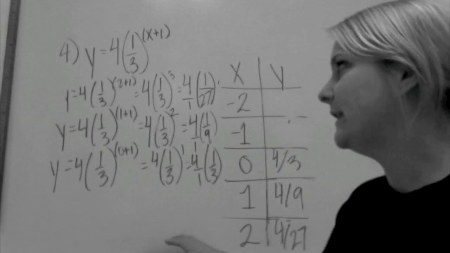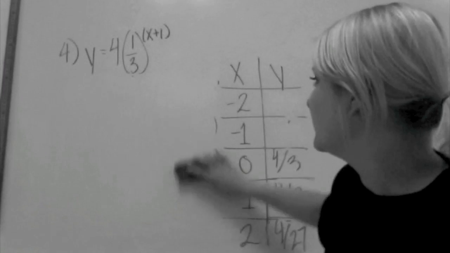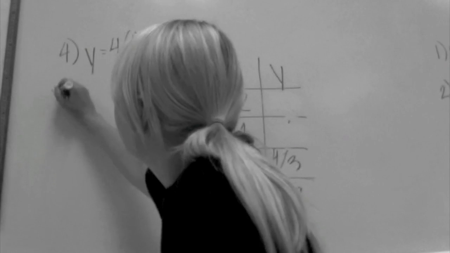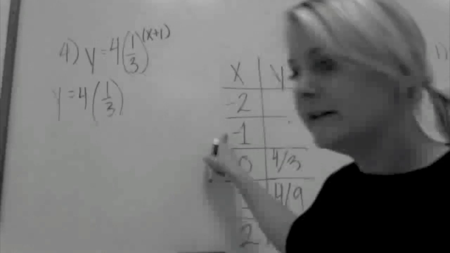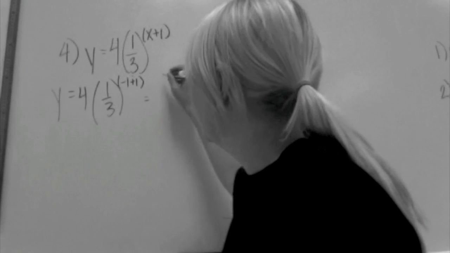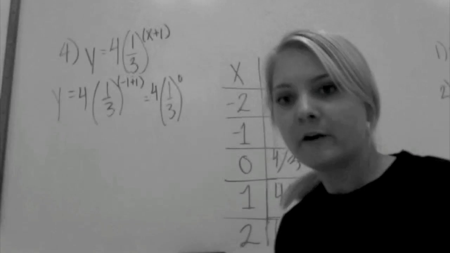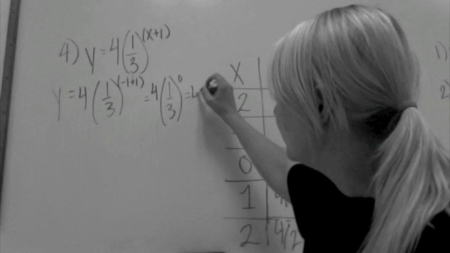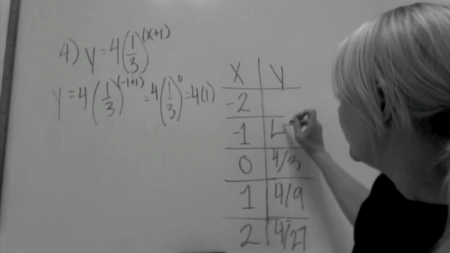And then we have our negative x values, which actually won't be too ugly, especially for the first one, because they're going to cancel out to 0. For the first one, we have y equals 4 times (1/3), substituting in -1 for x. So we get -1 plus 1, which equals 4 times (1/3) raised to the power of 0. Once again, any value except 0 raised to the power of 0 is 1. So this will equal 4 times 1. So when x is -1, our y value is 4.